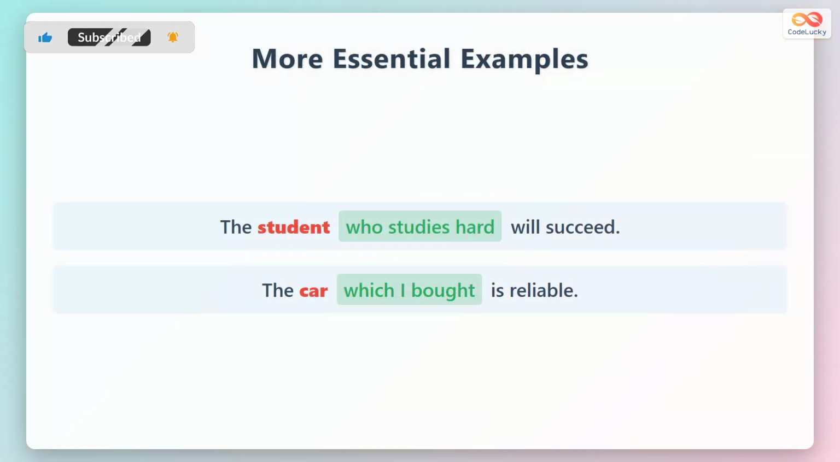The student who studies hard will succeed identifies a specific student. The car which I bought is reliable tells us exactly which car. Both clauses give necessary identifying details.